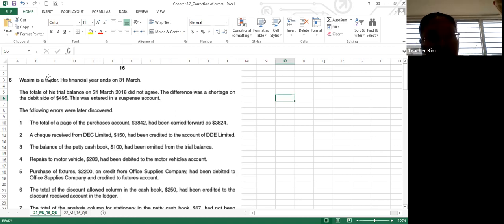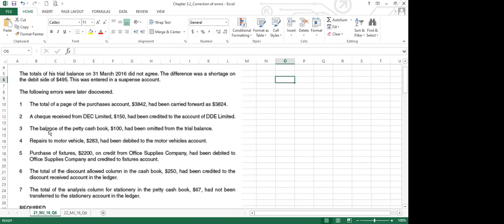At this question 6, Wasim is a trader. His financial year ends on 31st March. The total of his trial balance on 31st March 2016 did not agree. The difference was a shortage on the debit side of 495. This was entered in the suspense account. So suspense account, debit, it has a balance.